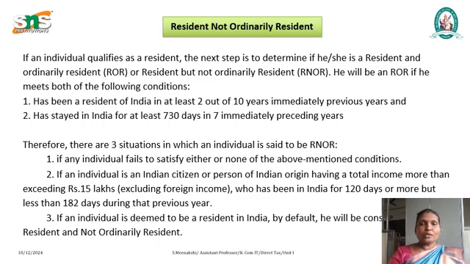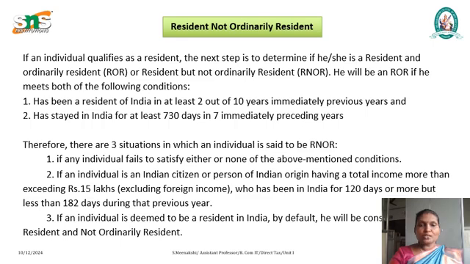Resident but not ordinary resident. So this is the criteria here. If an individual qualifies as a resident, the next step is to determine if he or she is a resident and ordinary resident, which can be classified by the following two conditions. The first one is that he or she has been a resident of India in at least 2 out of the 10 immediately preceding years, and he has stayed in India for at least 730 days in the 7 immediately preceding years.